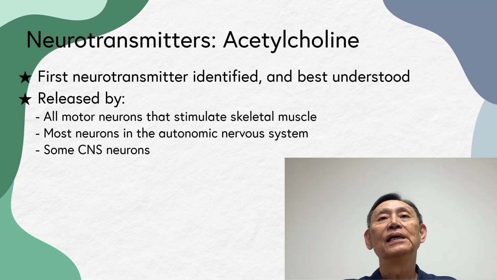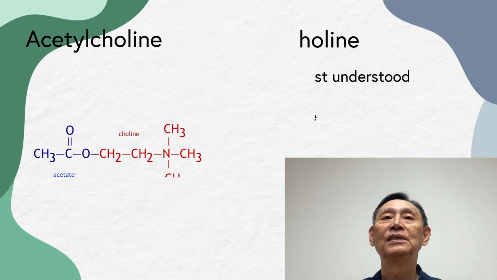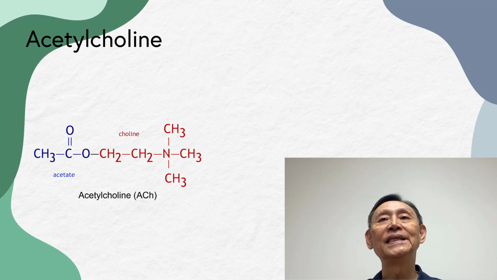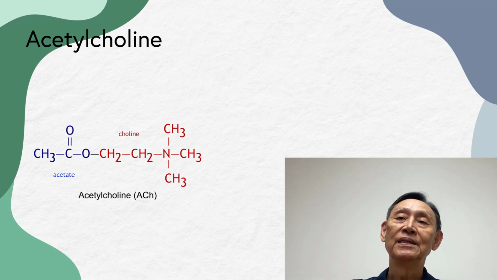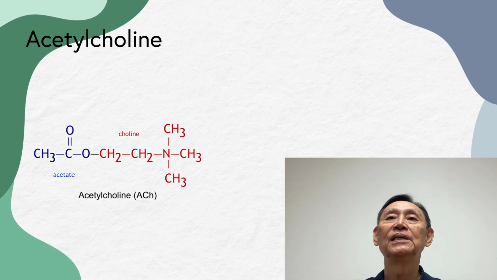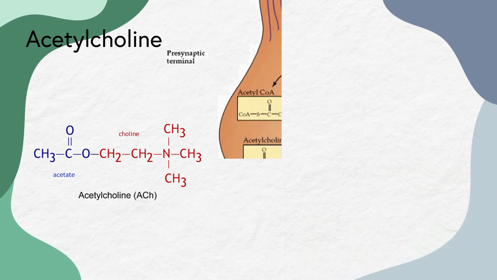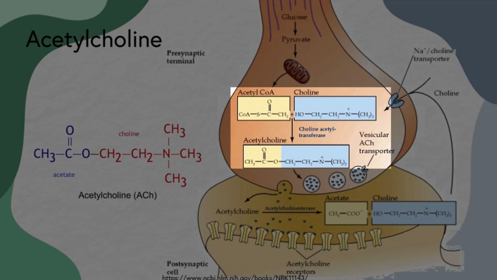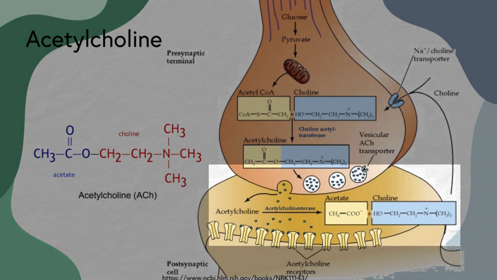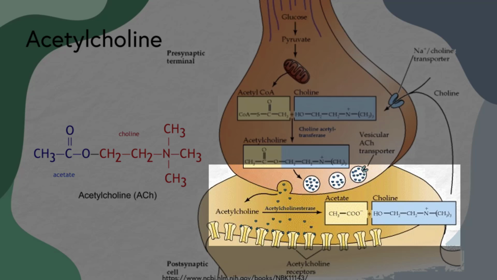Acetylcholine is actually a quite simple structure. It is made of one group called acetate, the other group called choline. When bound together, it's acetylcholine. The choline and acetate are joined by an enzyme called choline acetyltransferase. It's just one enzyme, one step. Once acetylcholine is released into the synaptic cleft, an enzyme called acetylcholinesterase, or just cholinesterase, separates the acetylcholine back into choline and acetate.